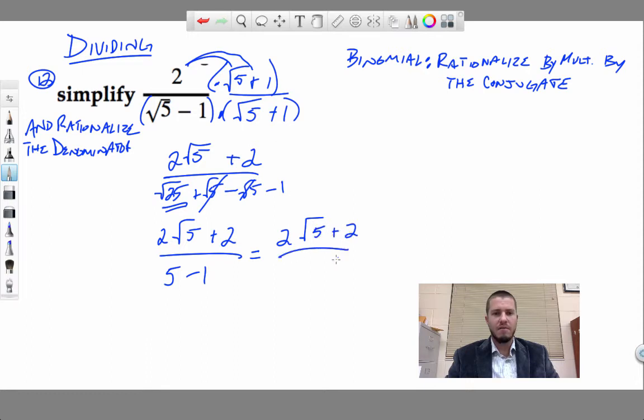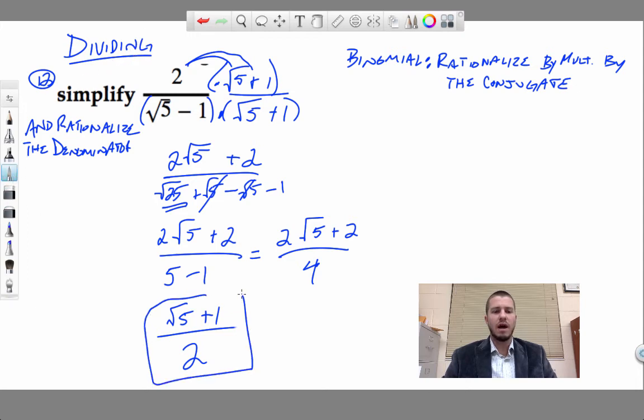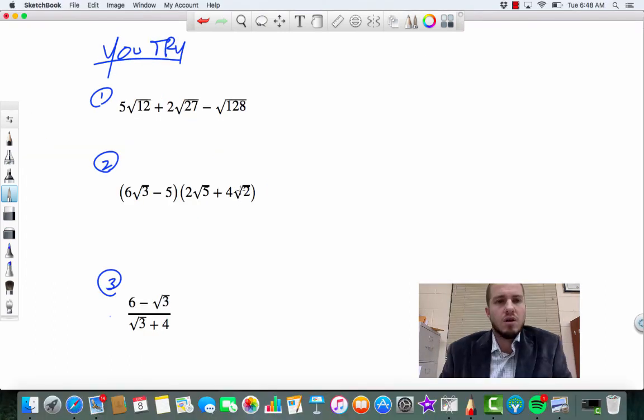Two square root of 5 plus 2 divided by 5 minus 1 is 4. And if you can simplify, remember you're looking at all three parts here, and they can each be reduced by 2, so this is 1 square root of 5 plus 1 divided by 2, and that is my simplified form. And I don't have a radical in the denominator anymore, so I am allowed to leave it like that. So here are 3 more you tries. Go ahead and give these a shot, and I'll have the work for you and the answers here in a little bit.